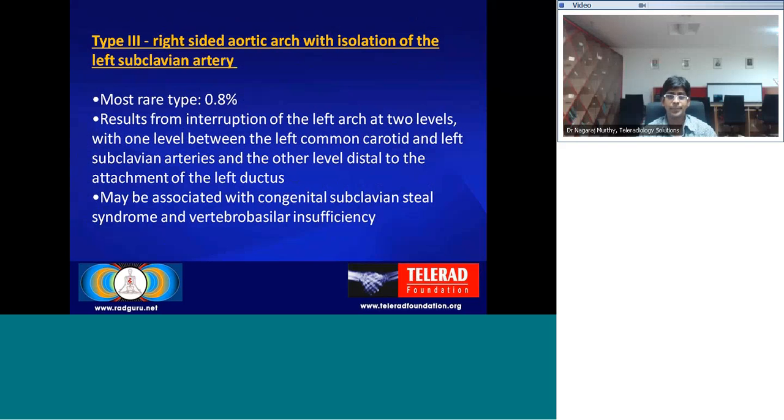Type 3 with isolation of the left subclavian artery is the rarest type. It results from interruption of the aortic left arch at two levels, one between the left common carotid and left subclavian arteries, and the other distal to the left ductus arteriosus. May be associated with congenital subclavian steal syndrome and vertebrobasilar insufficiency.